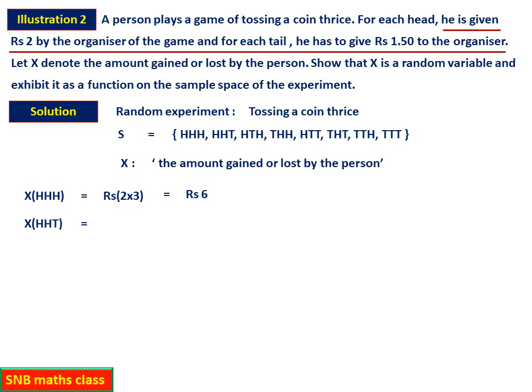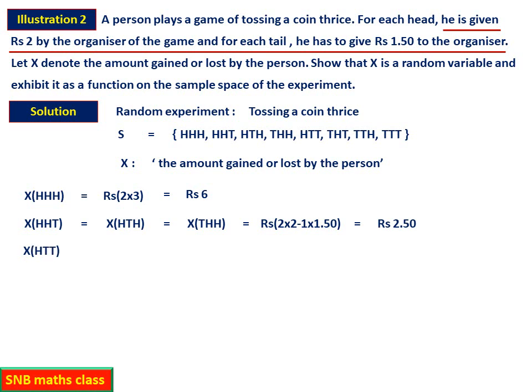Similarly, what is X of HHT? See, here you should be careful. It will be X of HTH and X of THH also. All the 3 are going to be the same: 2 into 2, for 2 heads 2 rupees each, minus 1 tail, it is 1.5. Therefore this is rupees 2.5.